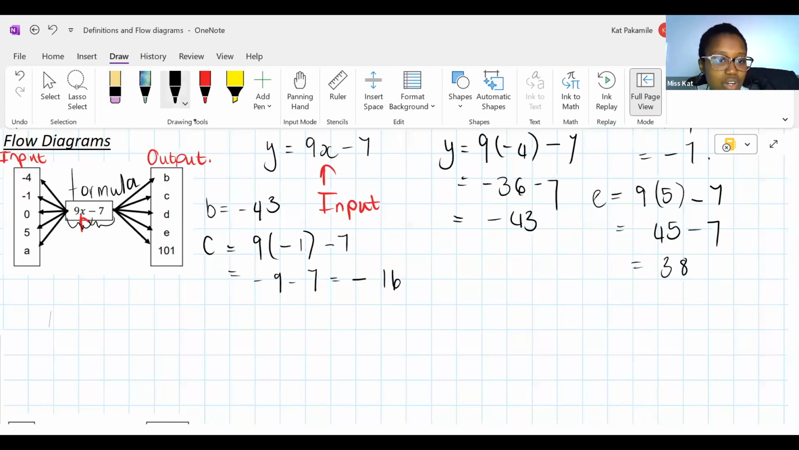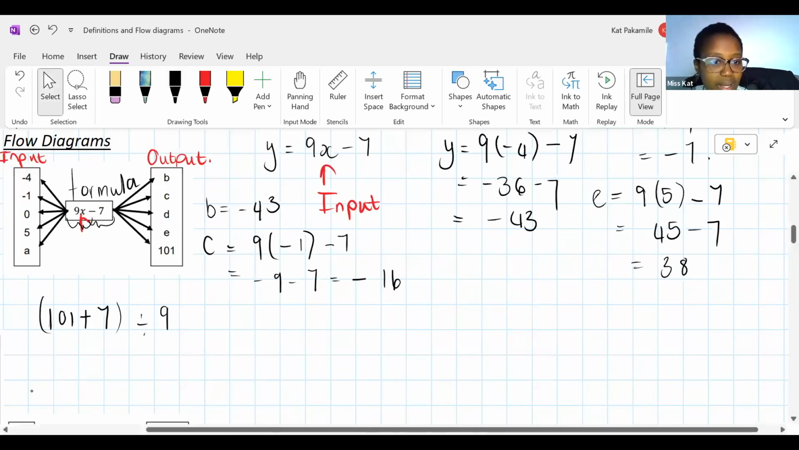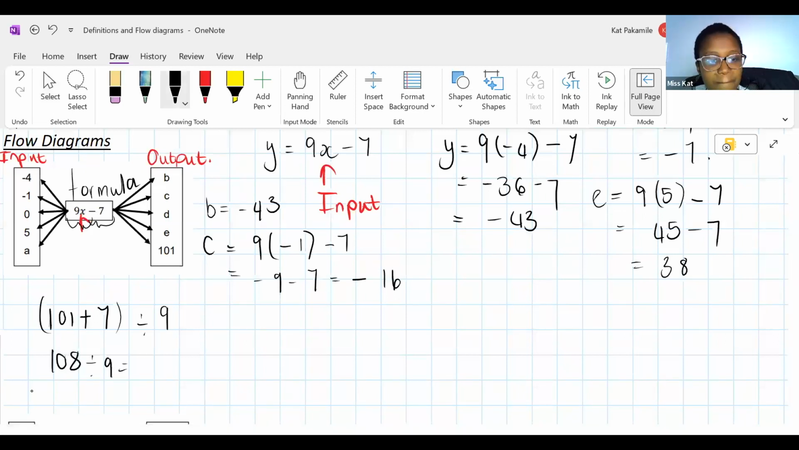So you're going to start with your output, which is 101. The opposite of subtraction will be addition, plus 7, which will give you, let me add it in brackets, and divided by 9. So that will be 108 divided by 9, which is 12. So therefore, A has to be 12.